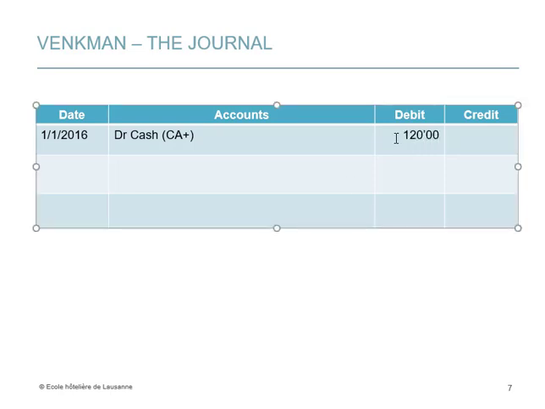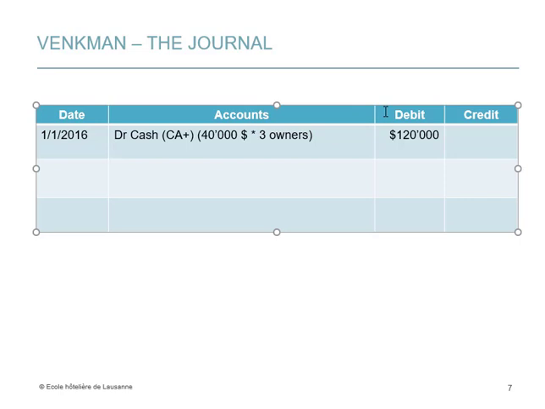3 times 40,000 gives us $120,000. Once again, I'm explaining where we took this: $40,000 times 3 owners. So what else do we have? The transaction happened on the 1st of January.